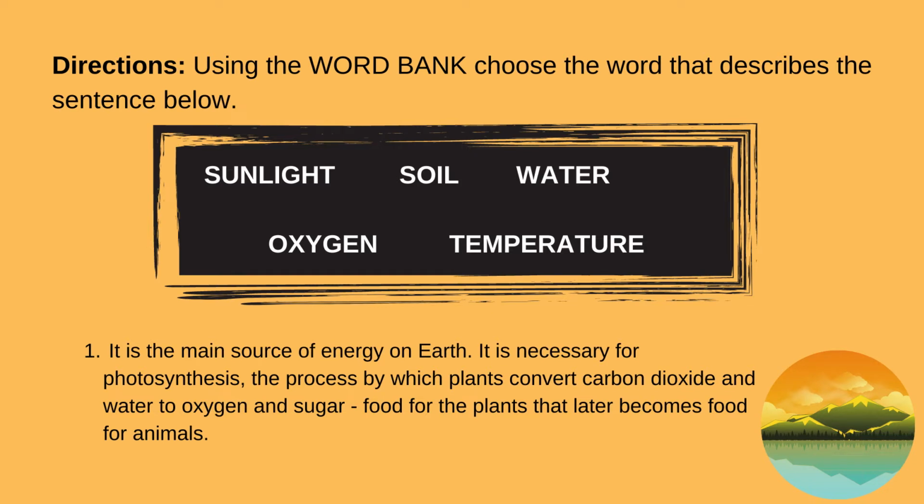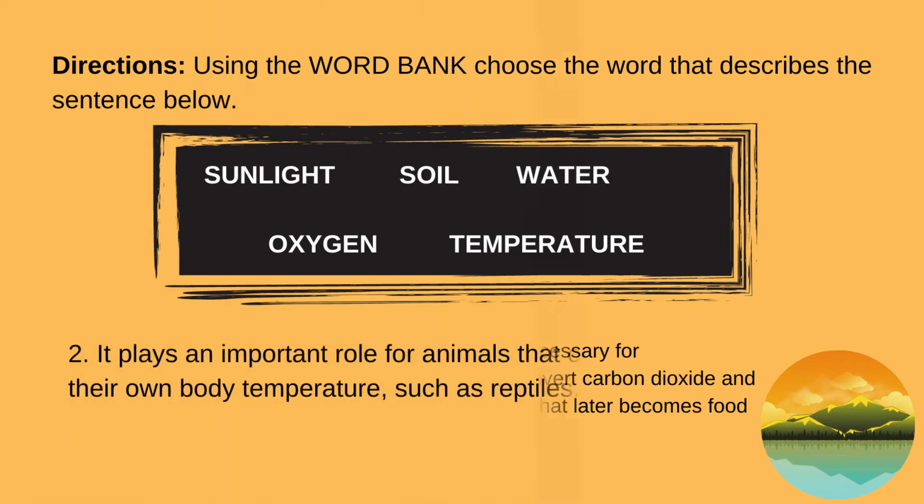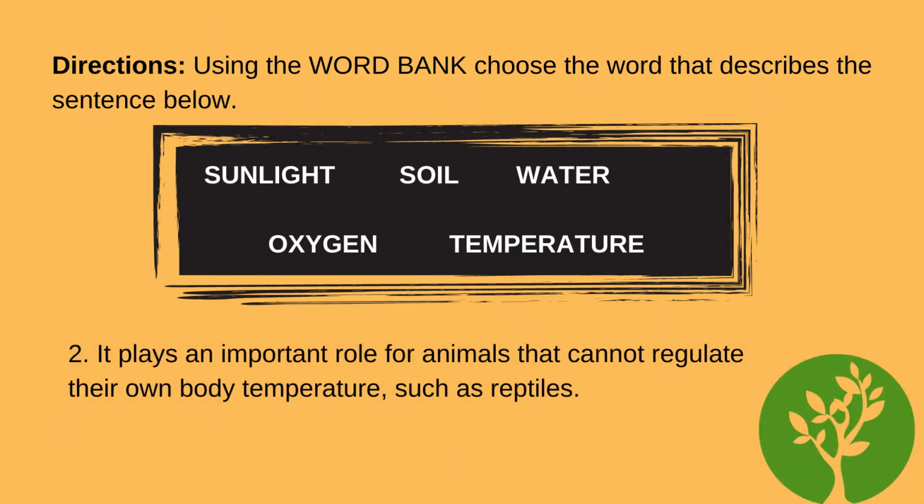Number 1. It is the main source of energy on Earth. It is necessary for photosynthesis, the process by which plants convert carbon dioxide and water to oxygen and sugar. Food for the plants that later becomes food for animals. Number 2. It plays an important role for animals that cannot regulate their own body temperature, such as reptiles.